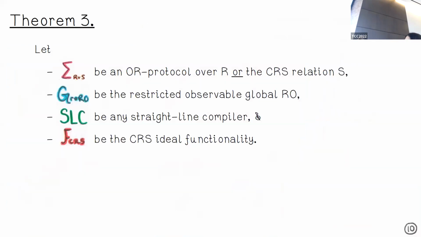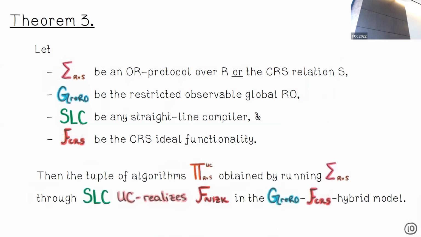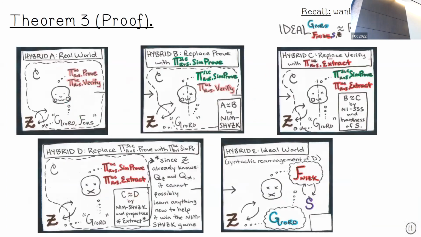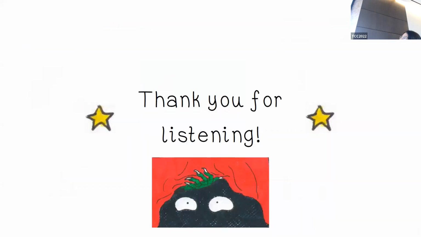So given this OR protocol construction over R or the CRS relation S, and the restricted observable global RO, this is the non-programming random oracle, you can take that OR protocol and run it through any straight line compiler, and you will end up with a UC-NIZK in the observable-only CRS hybrid model. The proof is similar to the last proof in spirit. We don't have time to go through it, but it follows very similarly. And thank you.